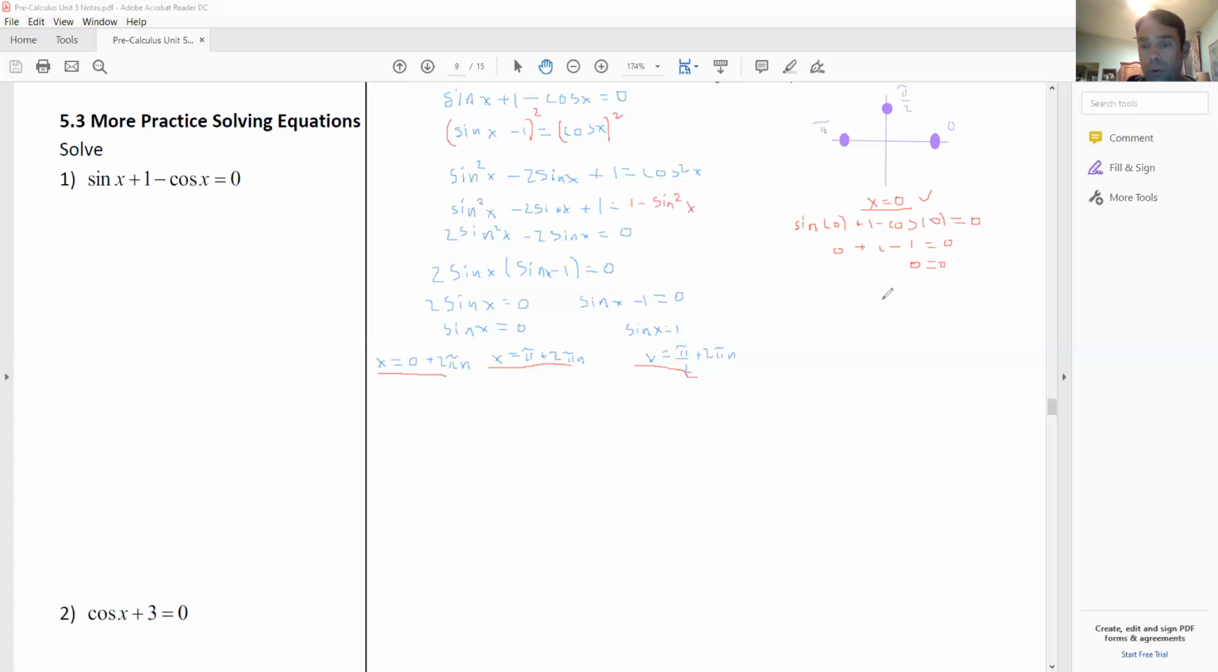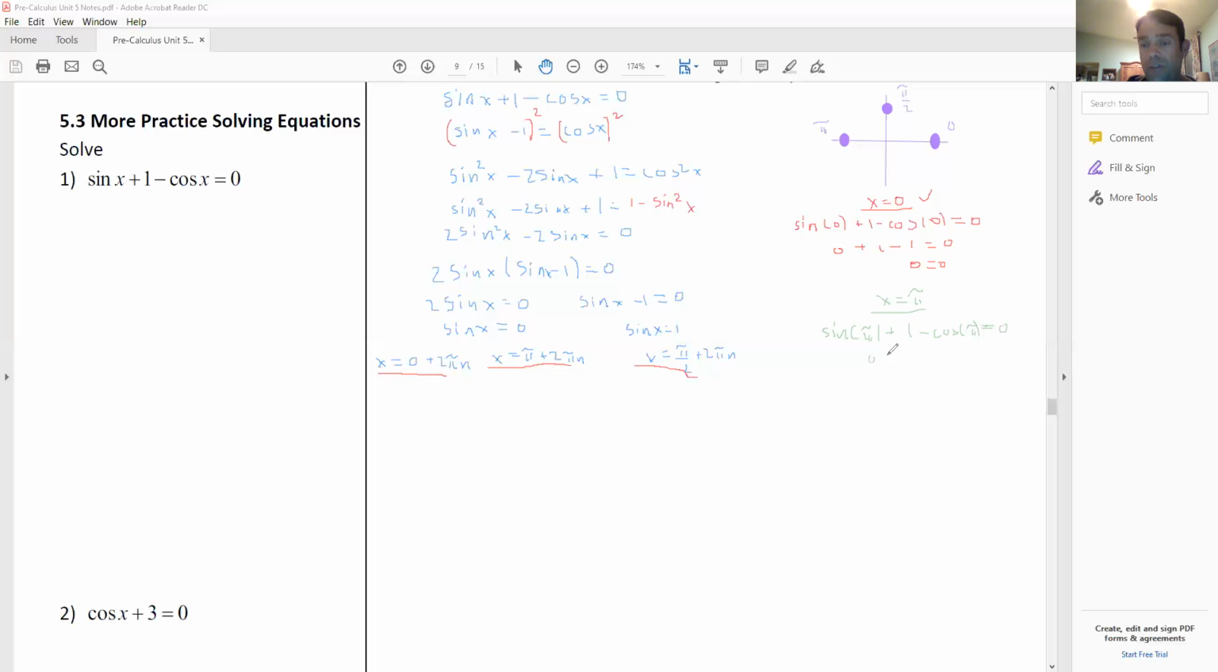We introduced the next one. What was the next one? X equals pi. All right, so let's try that one. Sine of pi plus 1. And we only need to check the roots when we square both sides like we did on this one, just to make sure that we didn't introduce something that was inappropriate.